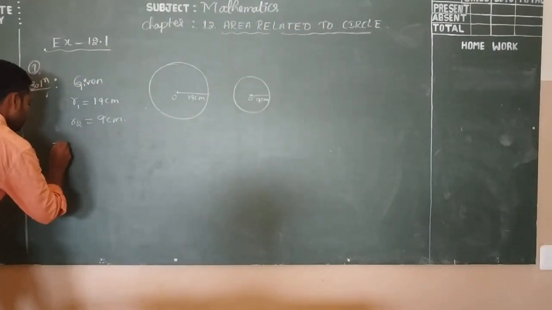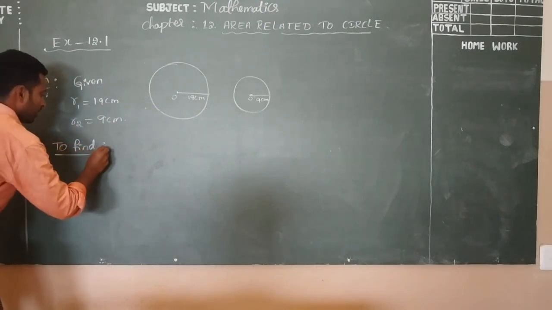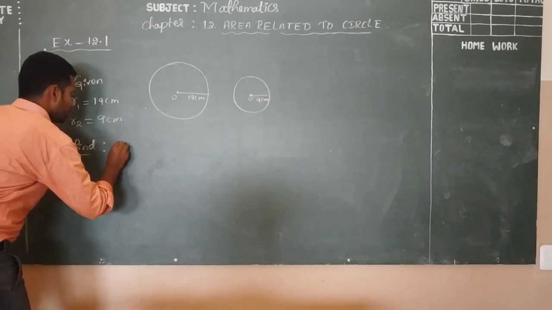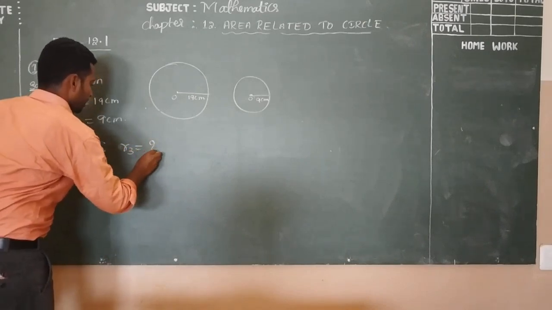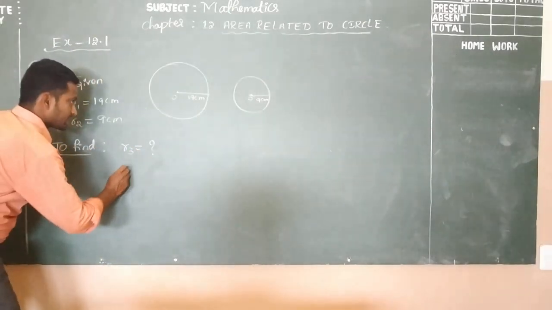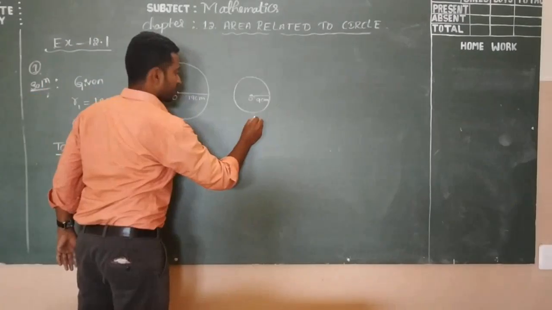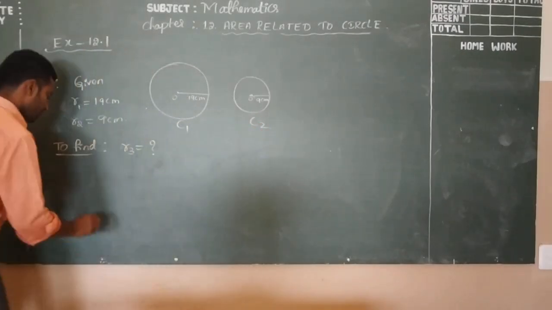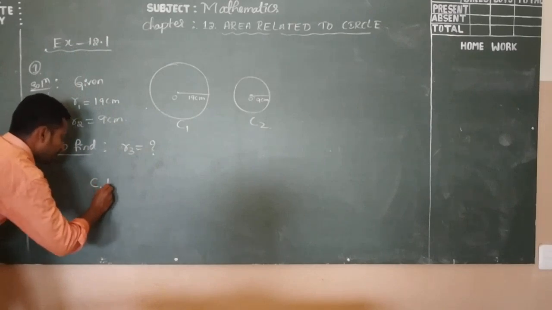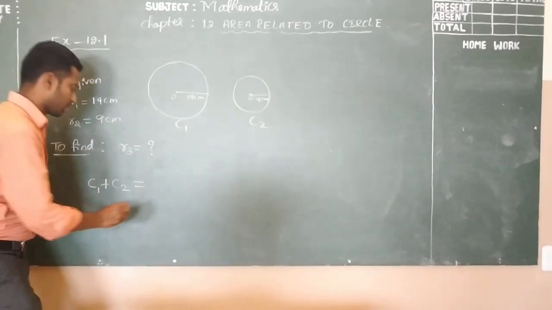We need to find the radius of the third circle, let it be R3. From the given, the circumference of this circle is C1 and the circumference of this circle is C2. So C1 plus C2 equals the circumference of the unknown circle.